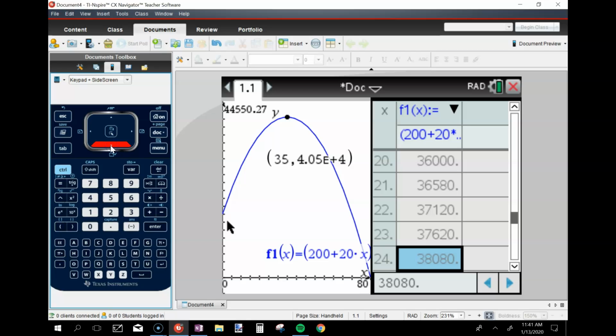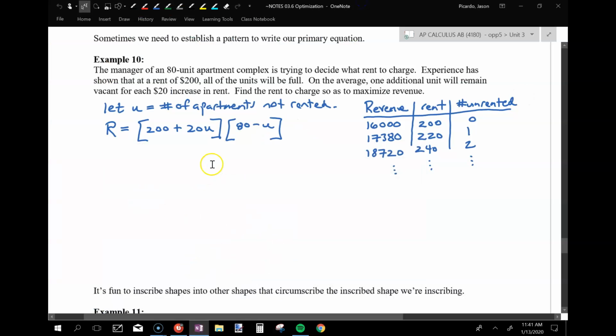And this is the income, right? This is the amount of revenue. And so we're seeing revenue continue to rise until we said how many unrented? 35, right? And so there we see that maximum point at $40,500, right? Again, were this one that you had to do by hand, what would you do? I would FOIL this, take our derivative, set our derivative equal to 0, and find our critical value, right? And that critical value would have been 35. Cool?